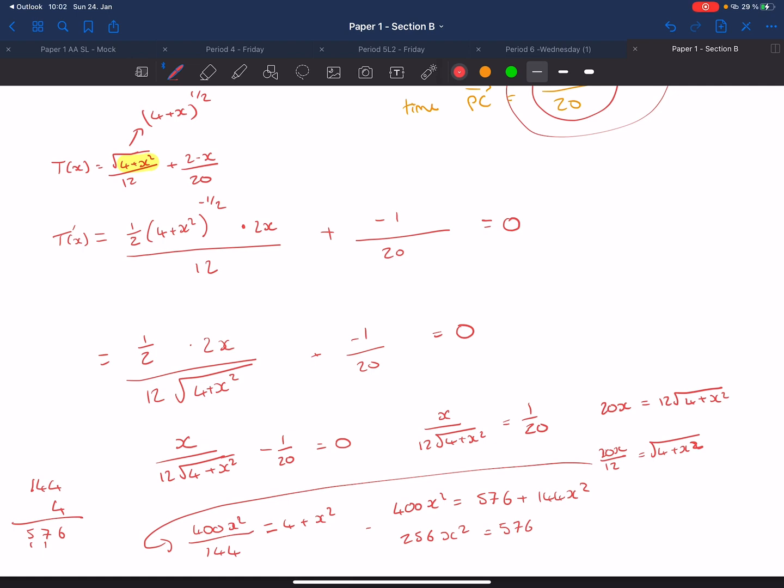Okay, I'm going to carry on like this, but let me just point out to you where I could have saved myself a whole load of hassle. All the way back here, I had 20x equals 12 times something, and so I could have divided both sides by 4, and I would not have this division to do here now. So what I'm about to have to do is x squared equals 576 divided by 256.